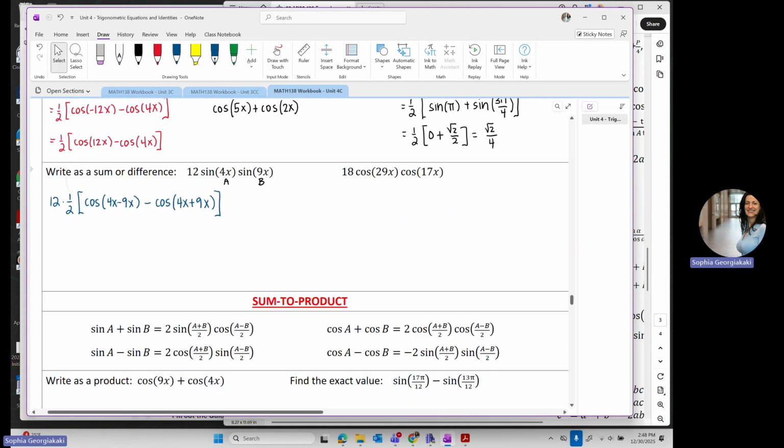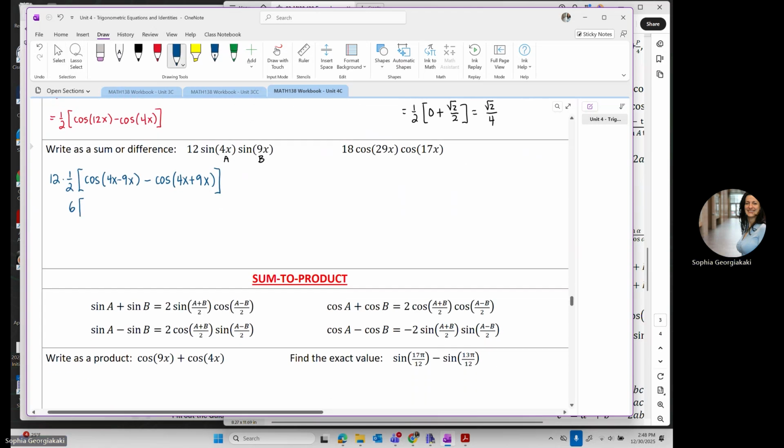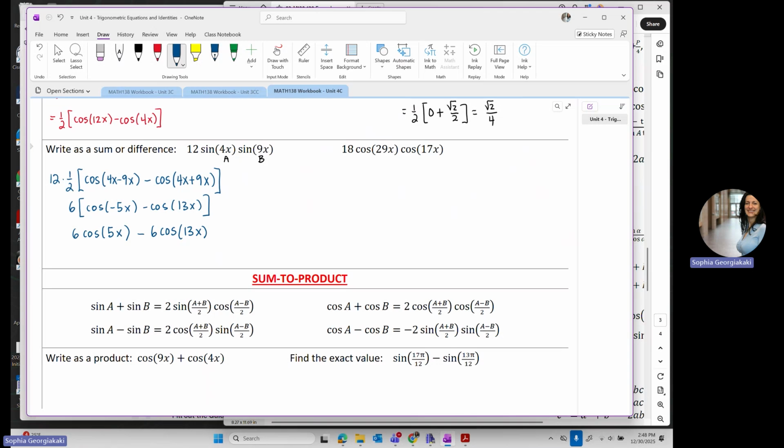12 times 1/2 will equal 6. Cosine of negative 5x minus the cosine of 13x. And the cosine of negative 5x equals the cosine of 5x, because the cosine is an even function. And if I were to distribute the 6, I will get 6 cosine of 5x minus 6 cosine of 13x.